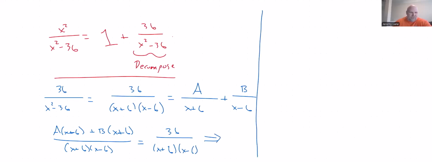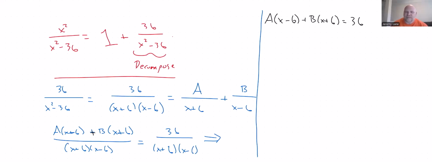And we'll go ahead and put this in black. So now we have A times x minus 6 plus B times x plus 6 has to be 36. Remember, denominators are the same, numerators have to be the same when you're working with fractions. So when you have a statement of equality between fractions, the denominators have to match, the numerators have to match, and that's what we're using here.